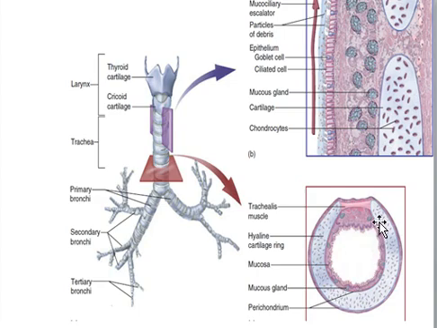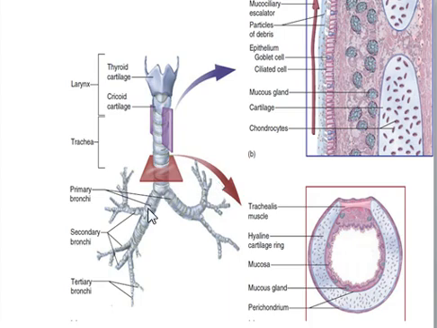You see here the cartilage of the trachea. The ring of the cartilage is hyaline cartilage. You see here, this is hyaline cartilage. The bronchial tree, this is here the bronchial tree.